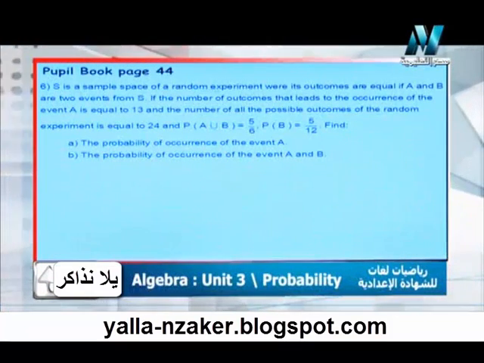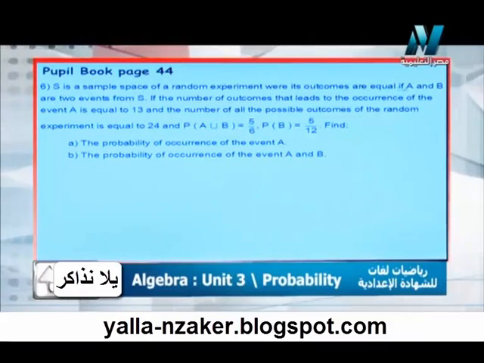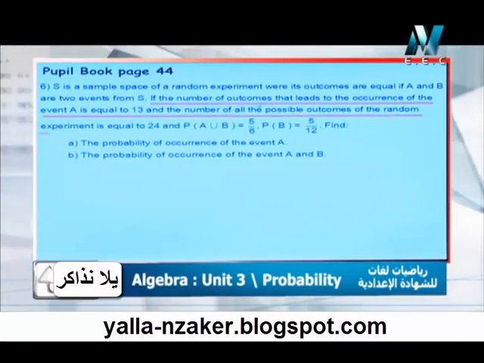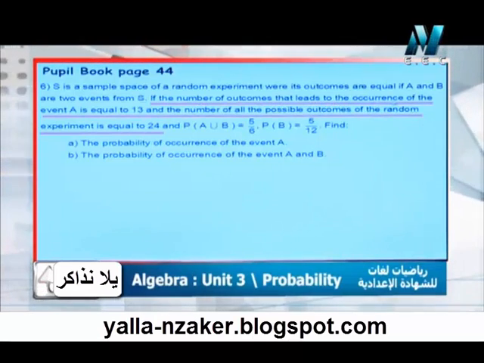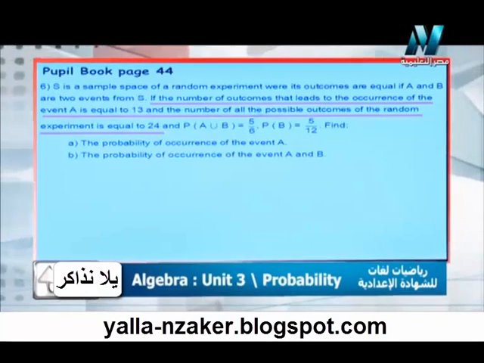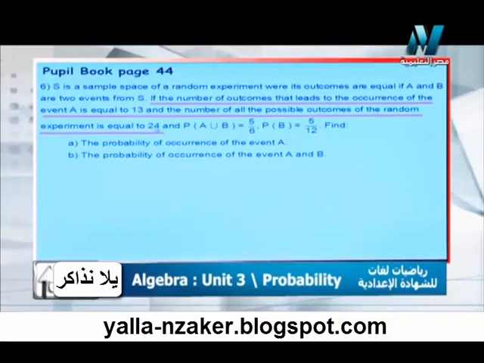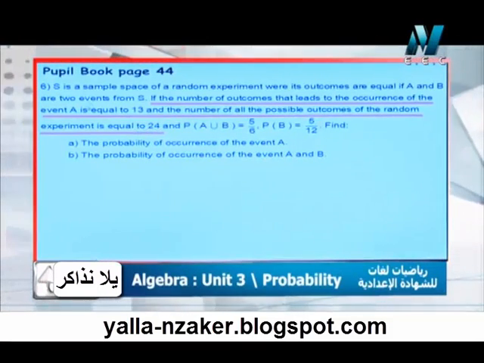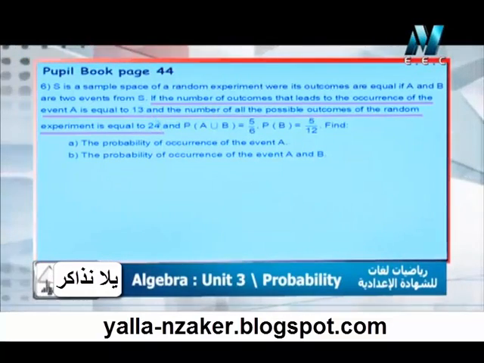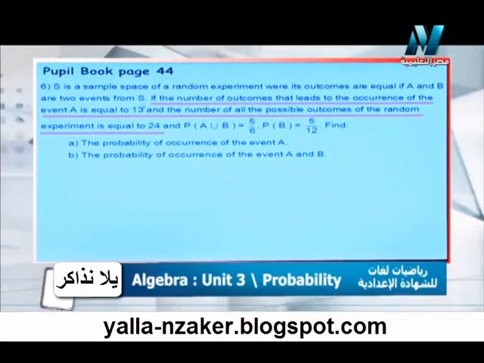S is a sample space of a random experiment where its outcomes are equal. If A and B are two events from S, if the number of outcomes that leads to the occurrence of the event A is equal to 13, and the number of all possible outcomes of the random experiment is equal to 24. In short, this sentence tells me that n of A equals 13 and n of S equals 24. Very clear. The number of outcomes that leads to the occurrence of the event A is 13. This is n of A.